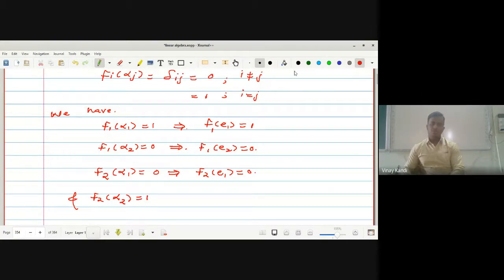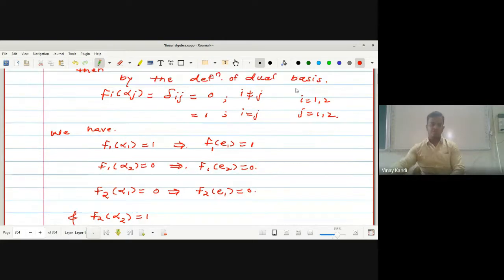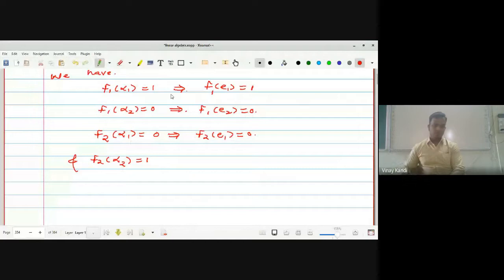Okay, where will i run from? Here i runs from 1, 2 and j also runs from 1 and 2. Okay, there are only two elements in your basis. So this implies f2 of E2 is equal to 1. This is by the definition of dual basis. Okay, any doubt up to here?